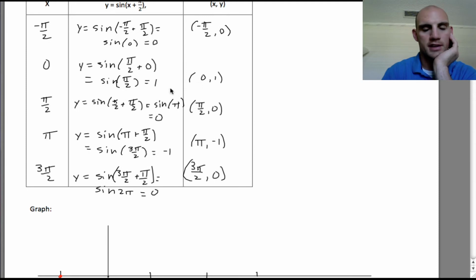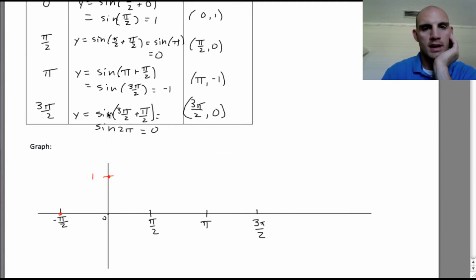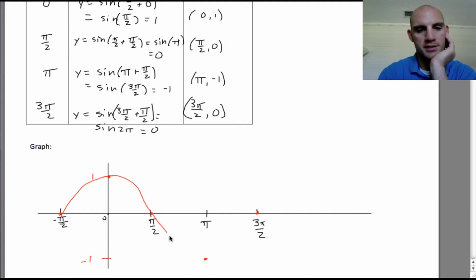Then at 0, we're at 1, and so I'm going to put my 1 on here. We can go there. That's good. At pi over 2, we're at 0 again. At pi, we're at negative 1, so I'll put my negative 1 on here. Plot that, and then we get back to 0. There's my 5 points.